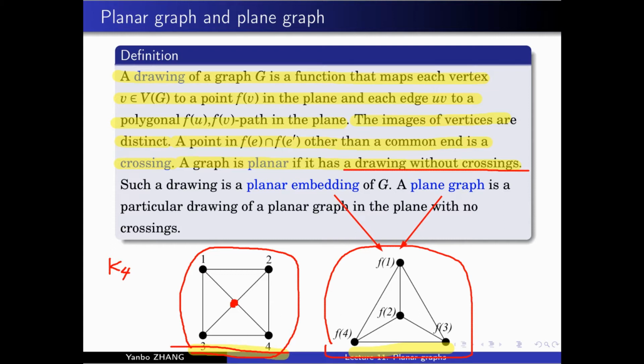Let's repeat it again. A planar graph is a graph that can be drawn in the plane without crossings. A plane graph is a planar graph that has been drawn in the plane without crossings. So the two graphs below are planar graphs, but only the second one is a plane graph.